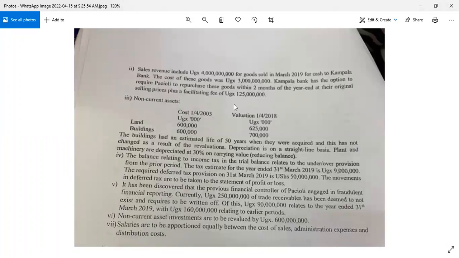Okay, guys, welcome back. So we're looking at this transaction, note 2. It says sales include 4 billion for the goods sold in March for a cash consideration to Kampala Bank, and the cost of goods sold is 3 million.